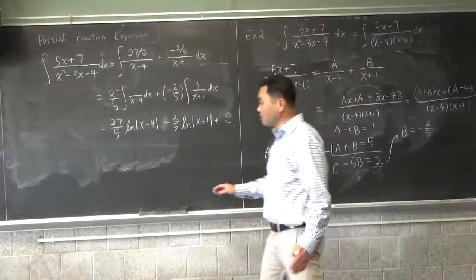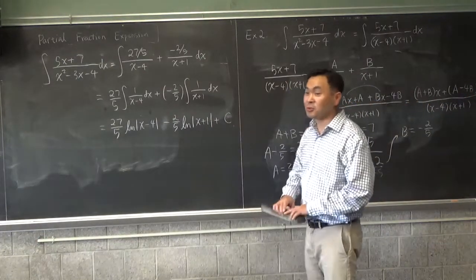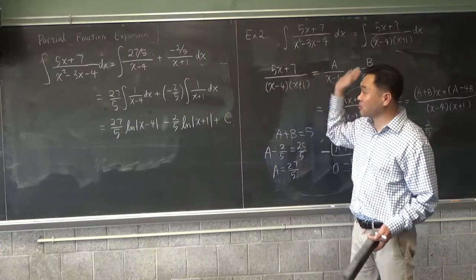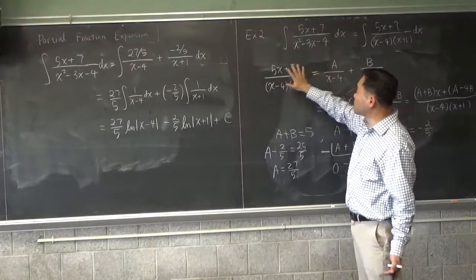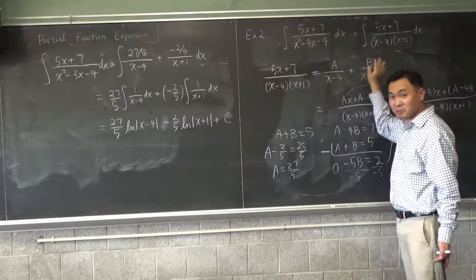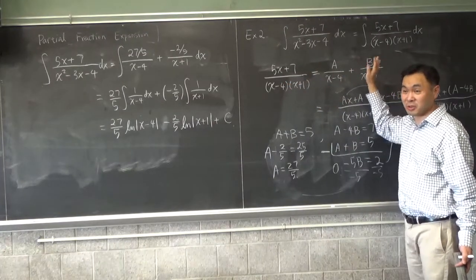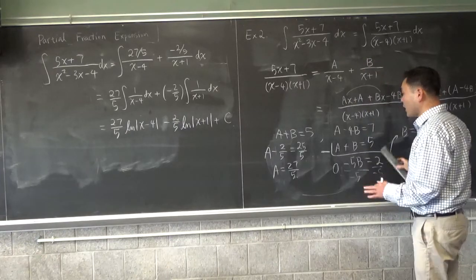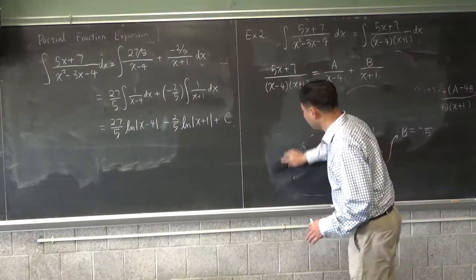Now let me make a bit more remark. So you get this idea, right? Partial fraction expansion means you want to express some complex-looking fraction as a sum of simpler fractions which are easier to integrate. That's the basic idea. I want to make one more comment on this.